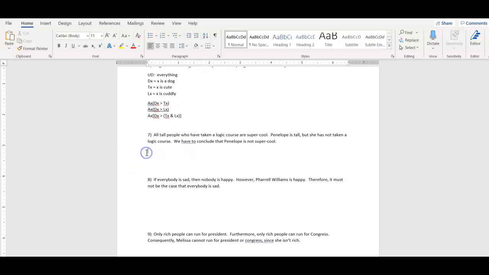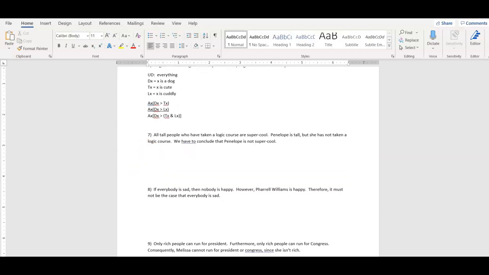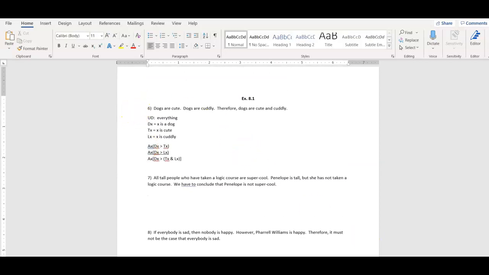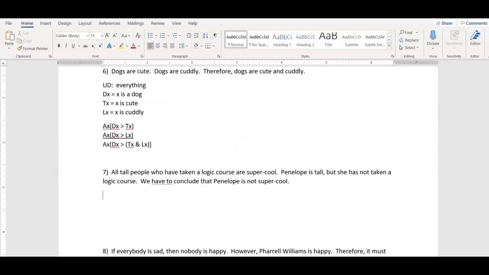The homework for this is 1 through 5, so that's why I'm doing 6 through 10. Just going to make this a little bigger. All right. So 7, we have: all tall people who have taken a logic course are super cool. Penelope is tall, but she has not taken a logic course. We have to conclude that Penelope is not super cool. So again, we have to conclude that is a conclusion indicator. So it looks like premises, and then the conclusion at the end.